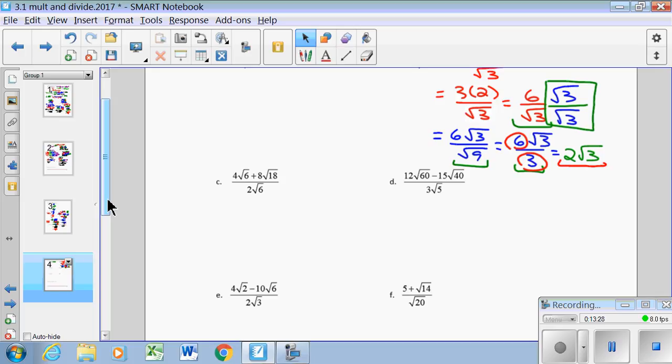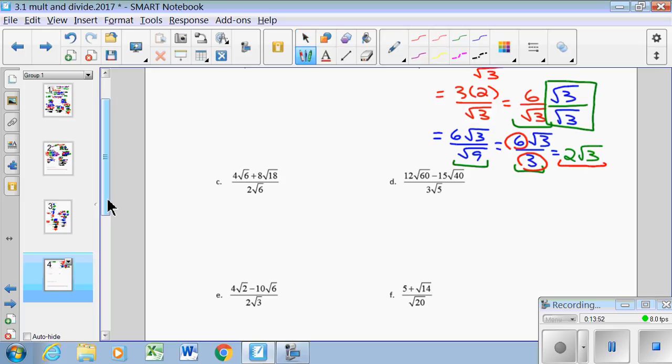But what I want you to do is look at all the whole numbers. So there's 3 whole numbers in question C: a 4, an 8, and a 2. There's 3 radicals: root 6, root 18, and root 6. I want you to figure out, can you divide 4 root 6 by 2 root 6? Can you take 8 root 18 and divide it by 2 root 6? And the answer is yes, you can.